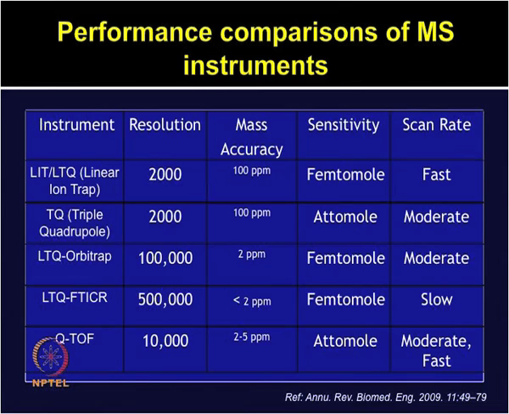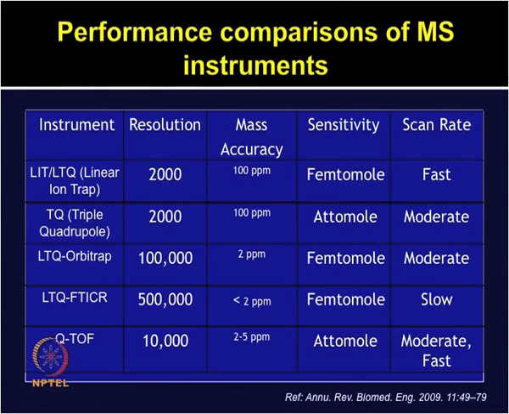They have resolution of 2000, mass accuracy 100 ppm, sensitivity in femtomole and scan rate is very fast. The triple quadrupoles or TQs have resolution of 2000, mass accuracy 100 ppm, sensitivity in attomole and scan rate is moderate. The LTQ Orbitraps can provide high resolution of 100,000, mass accuracy 2 ppm, sensitivity in femtomole and scan rate is moderate to low.